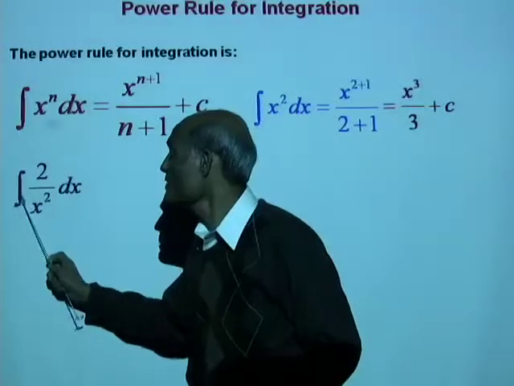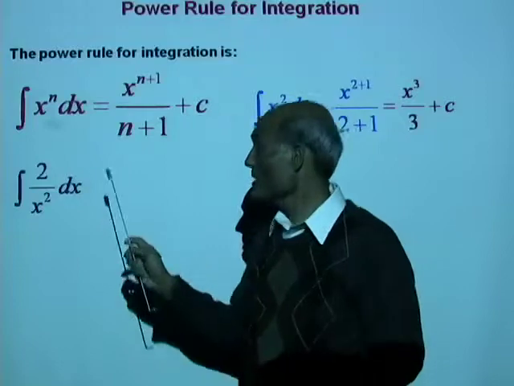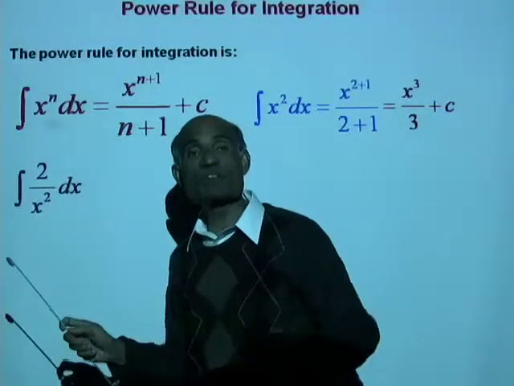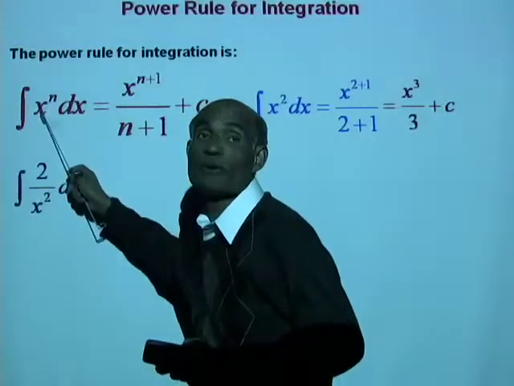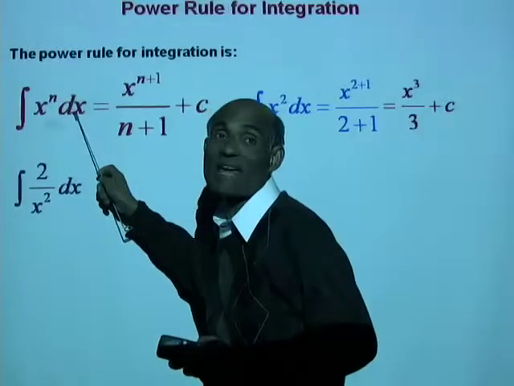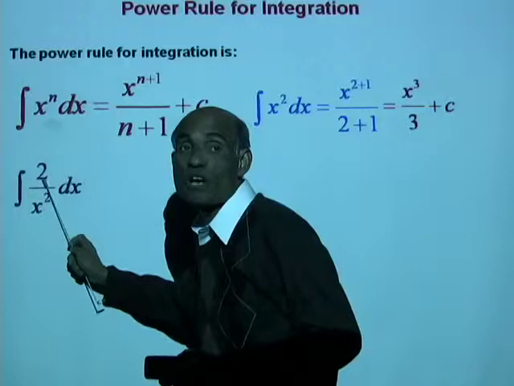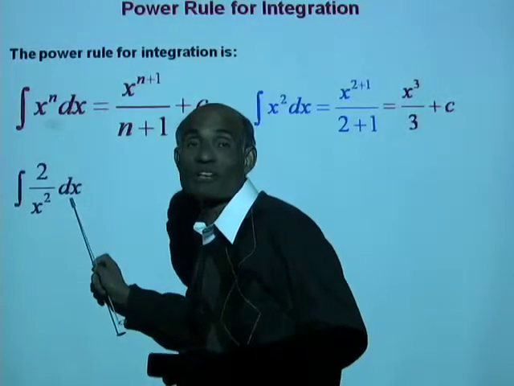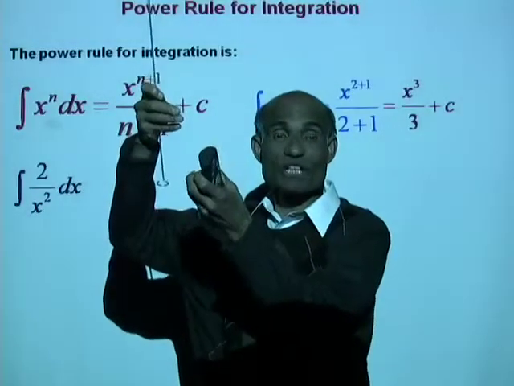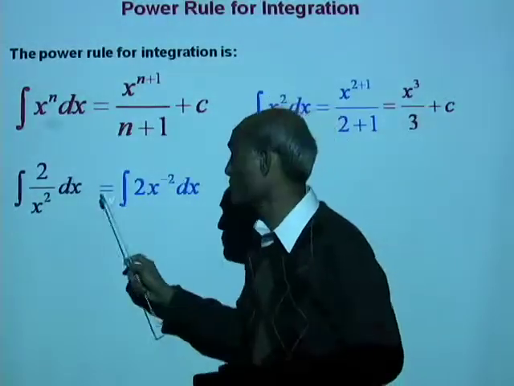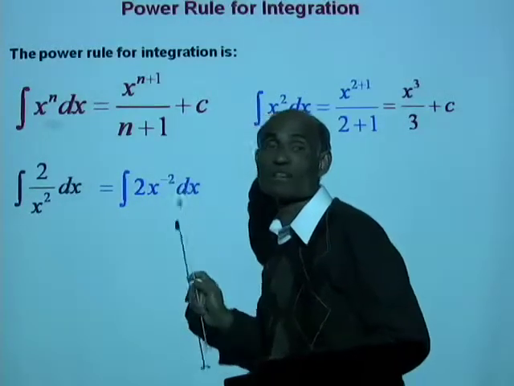How about this? Integrate 2 over x squared dx. Now remember, any quantity you want to integrate using the power rule, you must write it in the general form, x to the power of n dx. Now, this will be 2 times 1 over x squared dx, is that right? And that x squared in the denominator can be brought to the numerator using a negative power. So this will be the integral of 2x to the power of negative 2 dx.